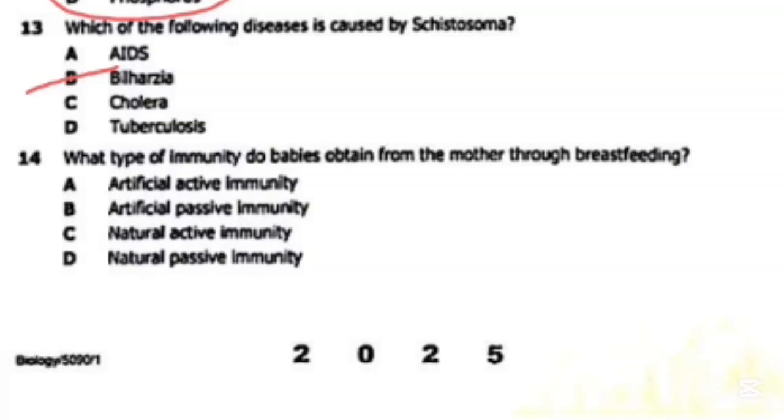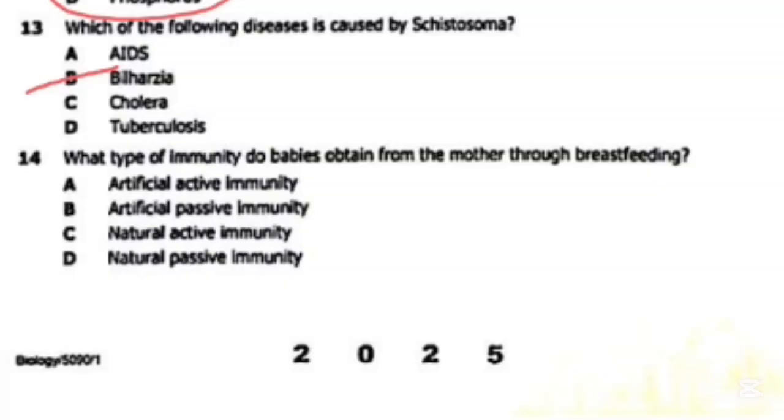So, we'll start with A. Artificial active immunity. So, artificial active immunity, this is a type of immunity which you receive through vaccines. So whenever a baby is injected with a vaccine, they receive what is known as artificial active immunity.